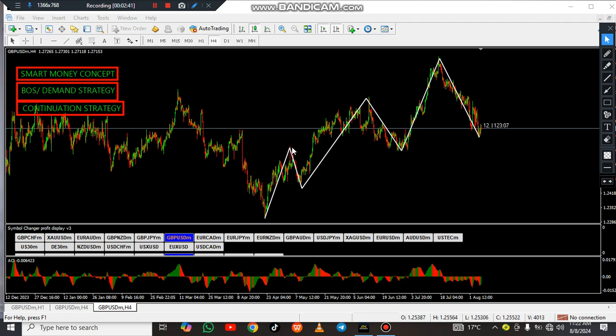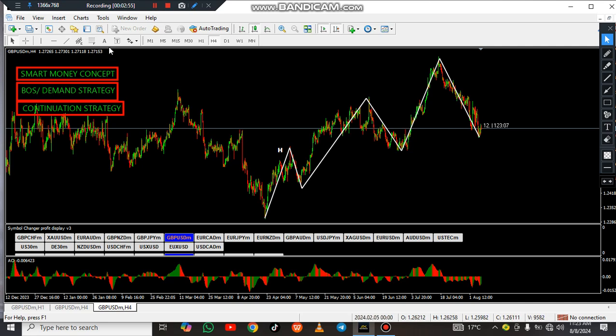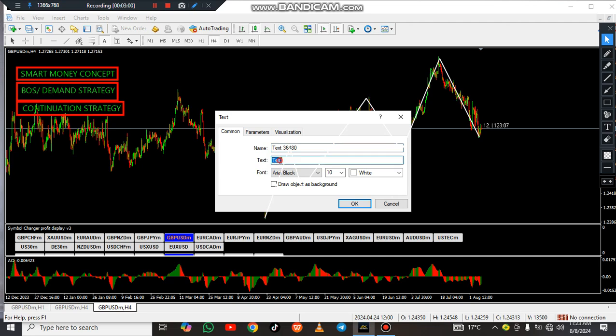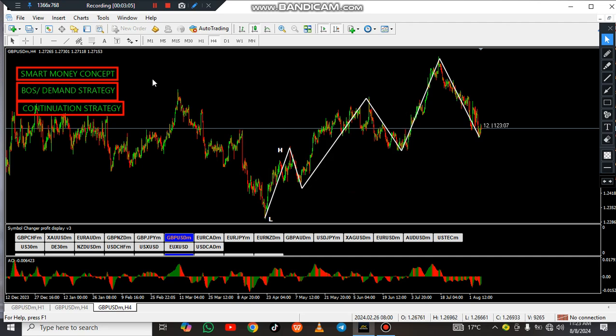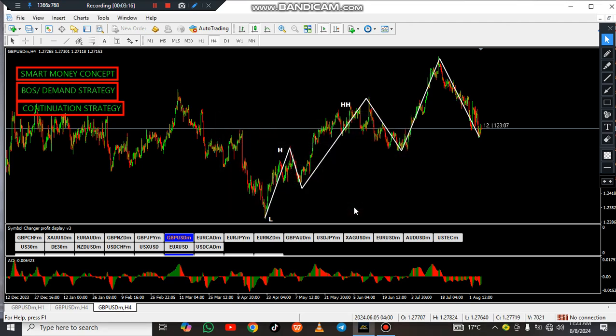So this is it, guys. This being our higher high, let us mark it. I'm analyzing with you guys. We are going to say this is our high because there is no higher high for now. And then we are going to say this is a low, as you can see. And then we are going to say this right here is our higher high because it broke the previous high. That is why it is called a higher high. It broke this previous high.